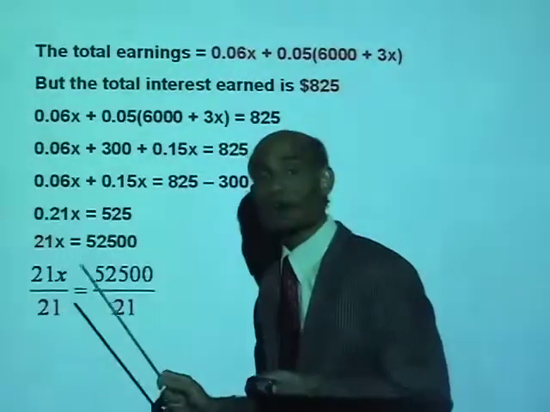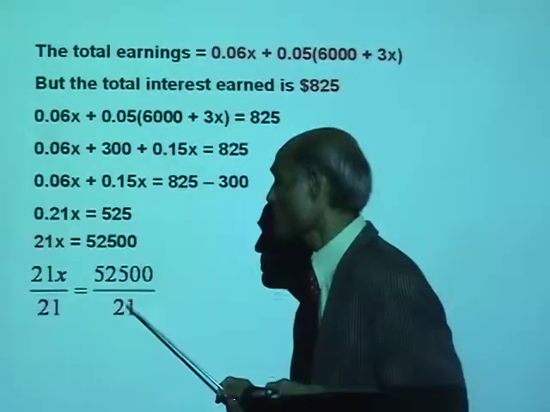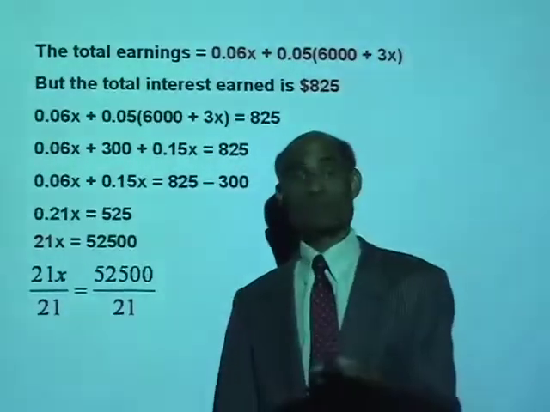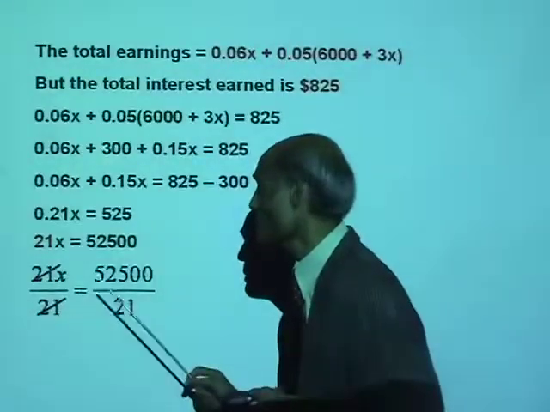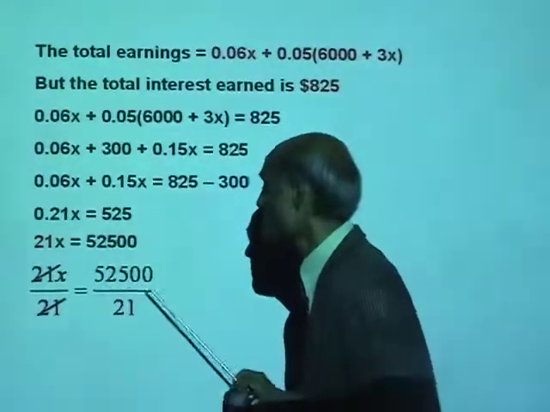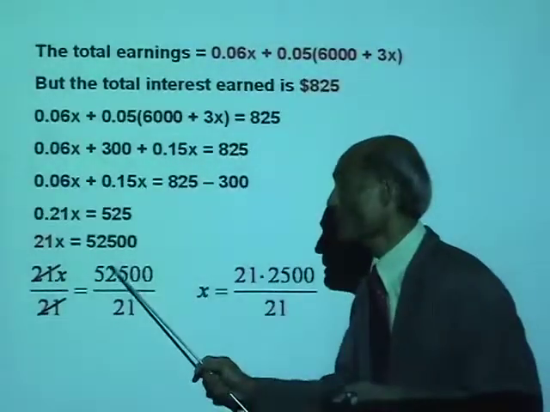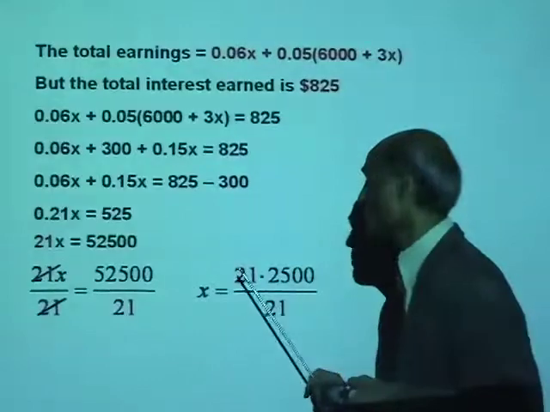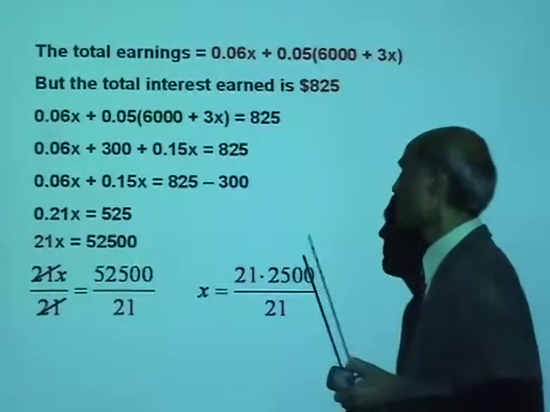21x divided by 21 is x. 52,500 divided by 21. Alright, 21 and 21 go. Can you simplify the right hand side? Yes, it's very simple. 52,500 is 21 times 2,500.